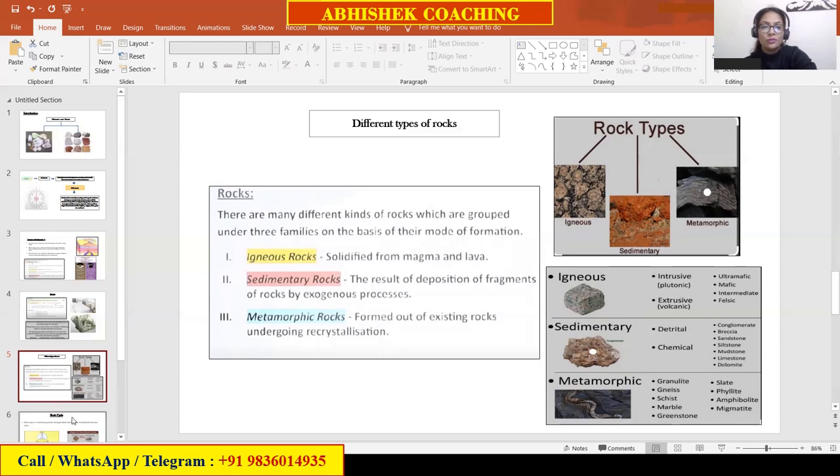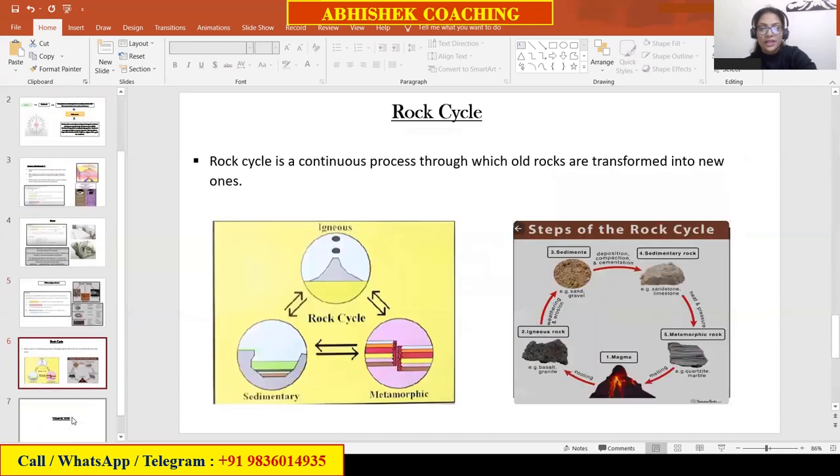Next we'll move to the main part, the rock cycle. What is the rock cycle? A rock cycle is a continuous process through which old rocks are transformed into new rocks. You can see the pictures here. This is the rock cycle. Igneous rocks go to sedimentary, then sedimentary rocks come into metamorphic rock, then again it comes here. So this is a cyclic process. It is called the rock cycle.